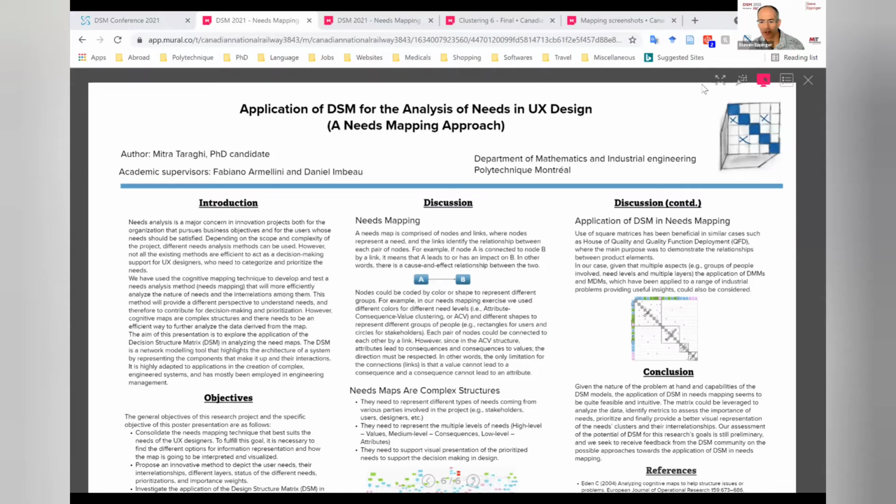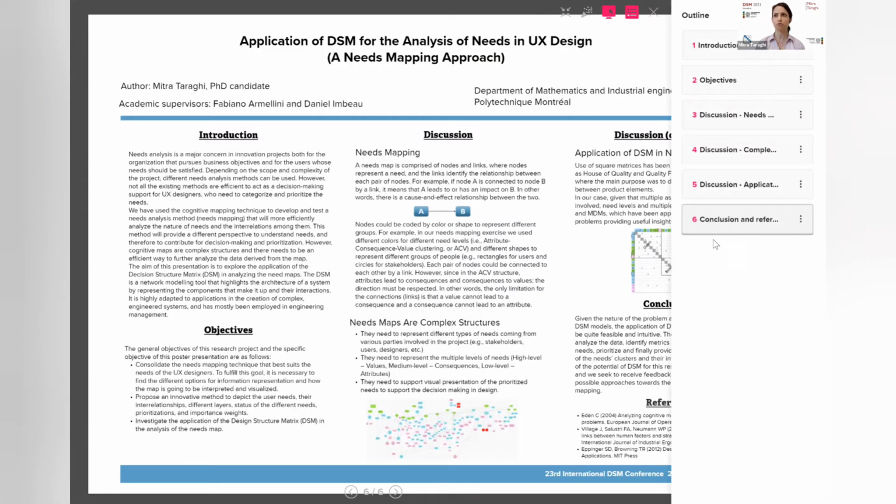Mitra, can I ask, do you want us to interact with the mural or just view it? It's just for you to view, to have access to details of the poster. But anyway, I would be sharing the mural through my screen. So just let me know if you can see the mural.